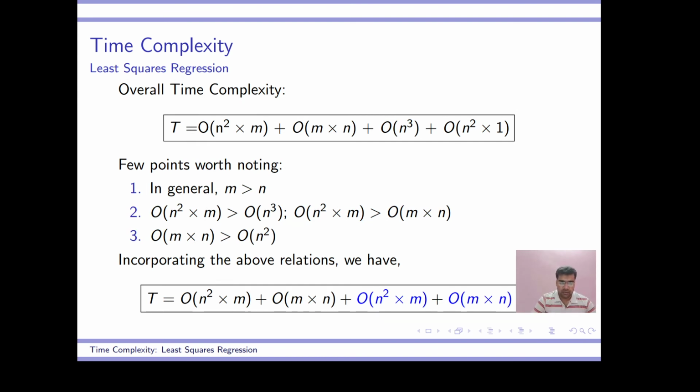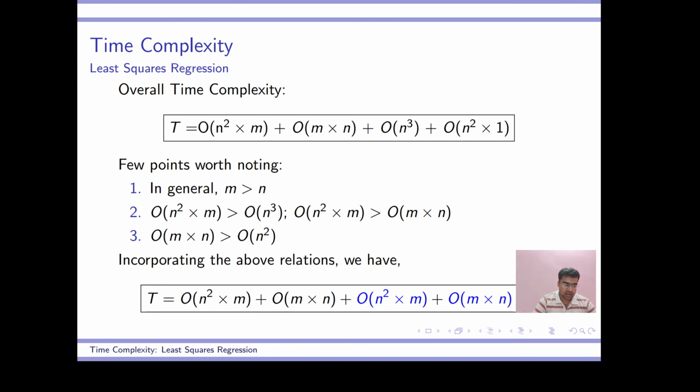Now that we have the overall time complexity for this particular model, there are a few points worth noting. For example, in any machine learning application, the total number of samples m will in general be greater than the total number of features n. That is, in most cases, the value of m will be greater than the value of n. So what does it mean?